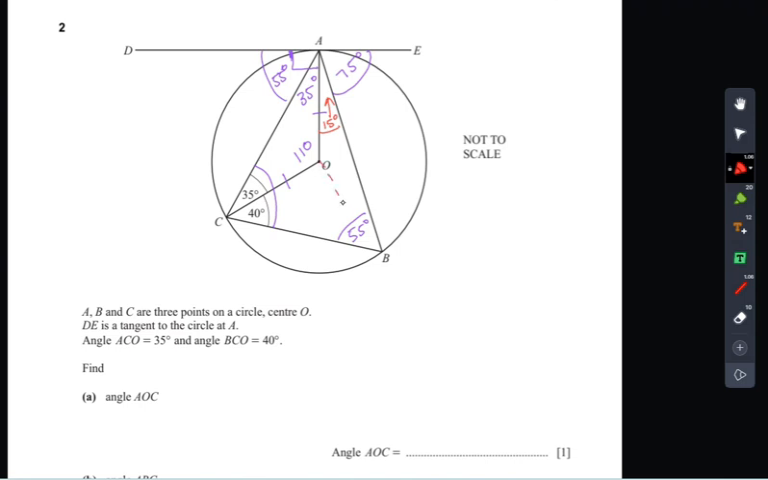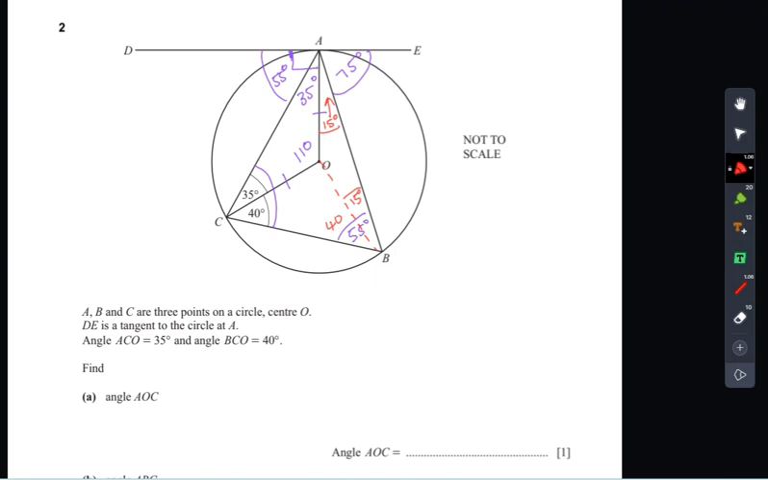So if we cut through there, that means this is also 15 degrees. And then 95 minus 55, this angle is 40 degrees. Perfect. It tallies with that one. I'm sure we've answered everything.